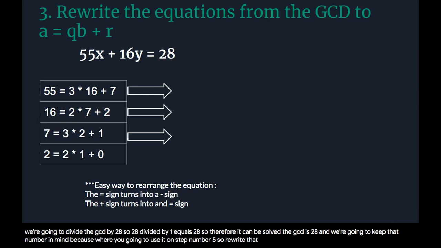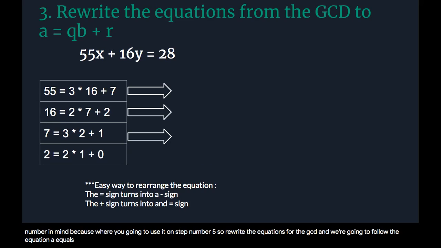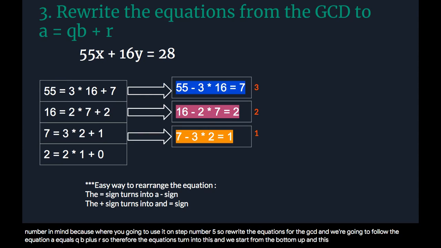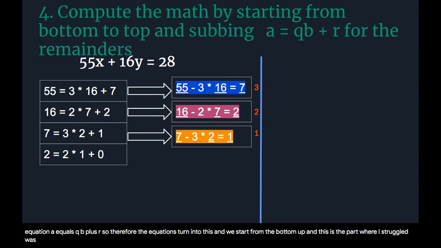So we rewrite the equations for the GCD, and we're going to follow the equation A equals QB plus R. So therefore, the equations turn into this. And we start from the bottom up. And this is the part where I struggled, step number 4. So compute the math by starting from the bottom to the top and substituting the equation for the remainders.